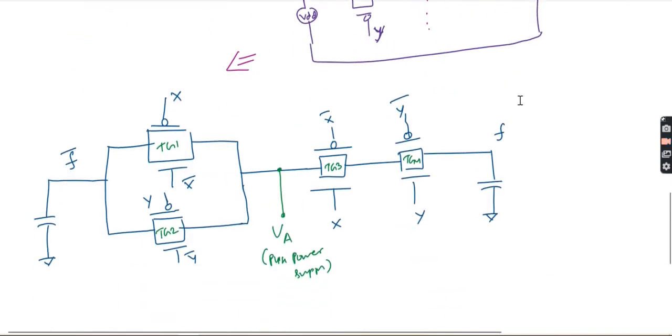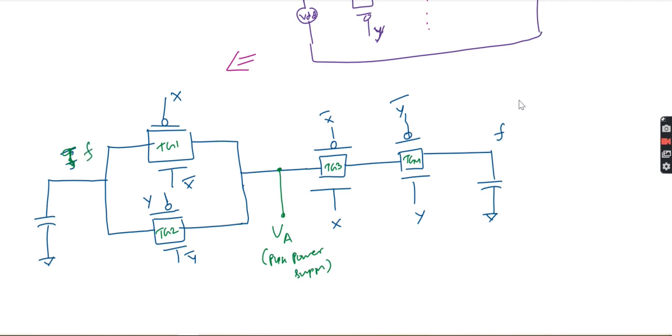Now what you need to do? Each and every transistor in the pull-up network and the pull-down network must be replaced by a transmission gate. Here you can see the output as already mentioned, the pull-up. Here you may get the output as F, and here you may get the output as F bar.